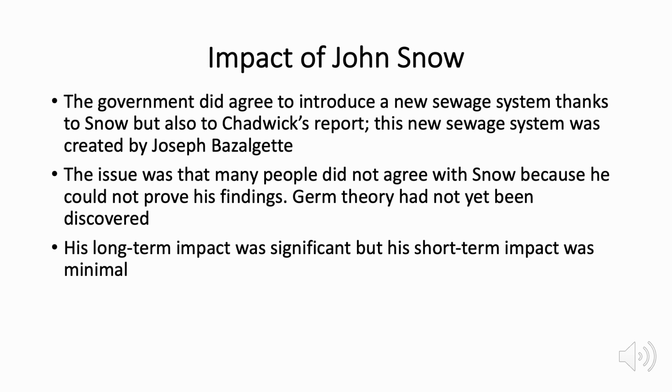And finally, if you think about the impact of Jon Snow, the government, partly because of Jon Snow's work, decided to introduce a new sewage system. But they're also influenced by a man called Edwin Chadwick, who says that the sewage system is bad anyway. They're also influenced by the Great Stink, where in one hot summer the sewage ended up on the banks of the Thames, and the smell was so bad that people were vomiting. And so they employ a man called Joseph Bazalgette to construct the new sewage system.